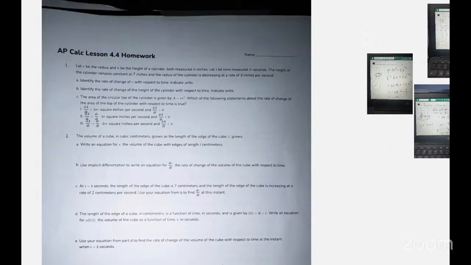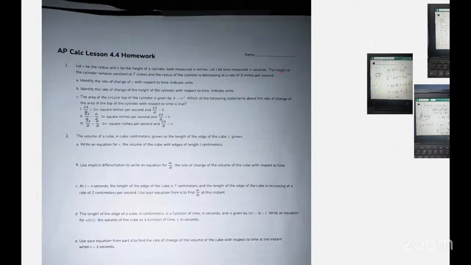All right. Well, why don't you tell me what to do? I'll write it because I've got it on an iPad. It's easy for me. You tell me what to write. So it says let R be the radius and H be the height, both measured in inches. Let T be the time measured in seconds. The height of the cylinder remains constant at 7. So height is 7. Is it the same equation, pi r squared times height?